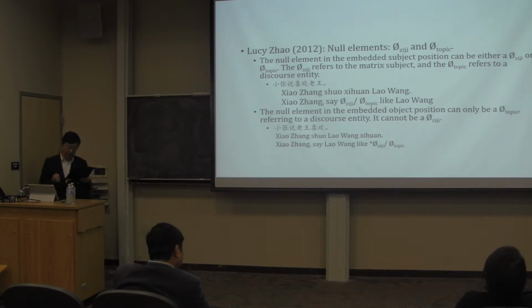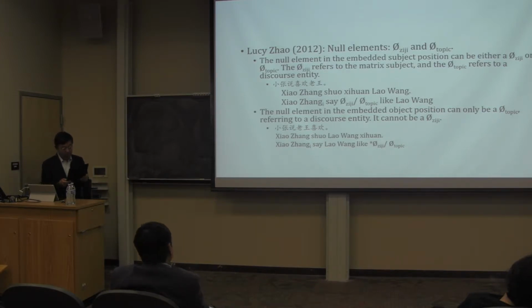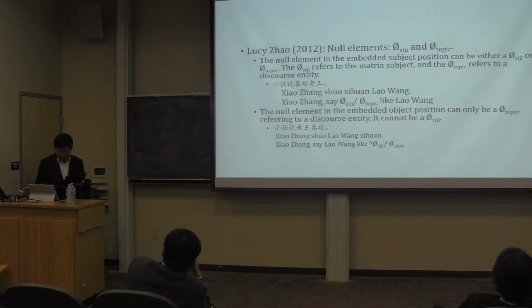So Lucy Zhao proposed two types of null elements in Chinese. One is empty 自己, the other is empty topic. The null element in the embedded subject position can be either an empty 自己 or an empty topic. The empty 自己 refers to the matrix subject, and the empty topic refers to a discourse entity. According to these categories, in the sentence 小张说喜欢老王, the empty subject of the embedded clause is either an empty 自己, which refers to the matrix subject 小张, or an empty topic co-indexed with the entity in the discourse. The null element in the embedded object position can only be an empty topic referring to a discourse entity, but can't be an empty 自己. So in the sentence 小张说老王喜欢, the embedded object is an empty topic referring to an entity in the discourse.